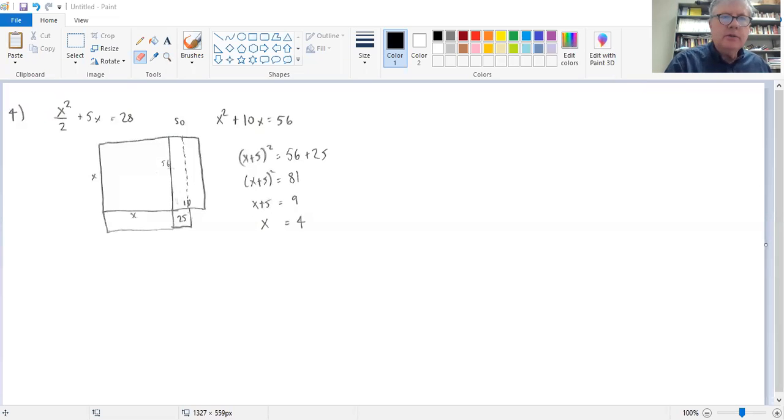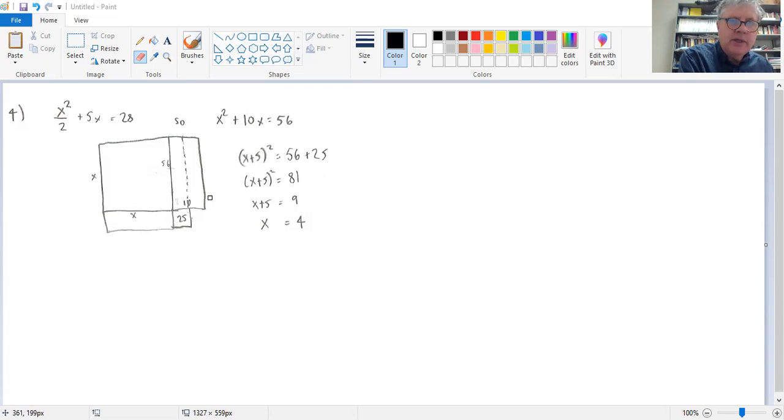Okay, let's go on to question 4. So how would Al-Khwarizmi have solved this? Well, the first thing, he would have doubled the equation. So we get x squared plus 10x equals 56. And so he would have thought of x squared as that square there, x by x. And the 10x, we extend the x by 10.